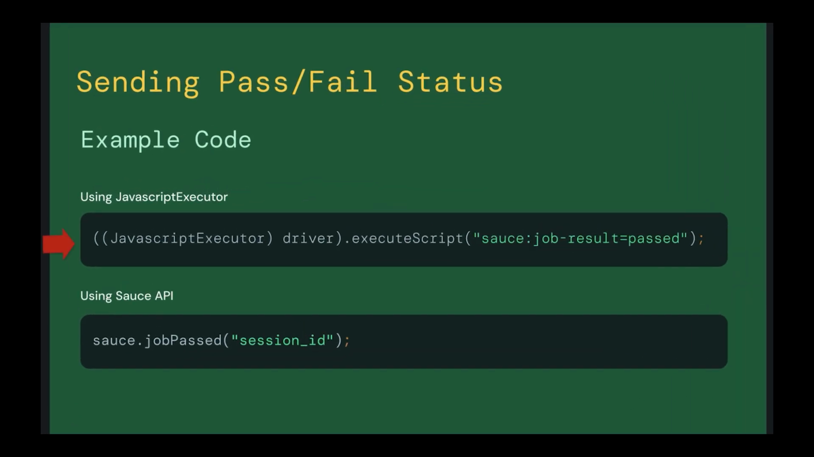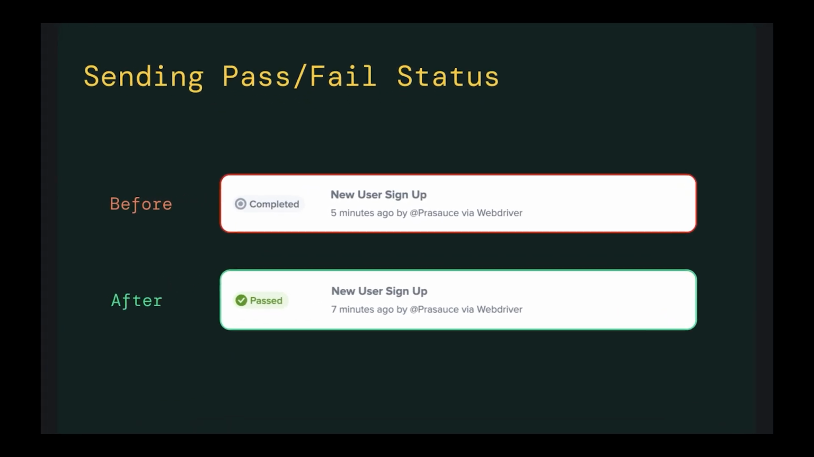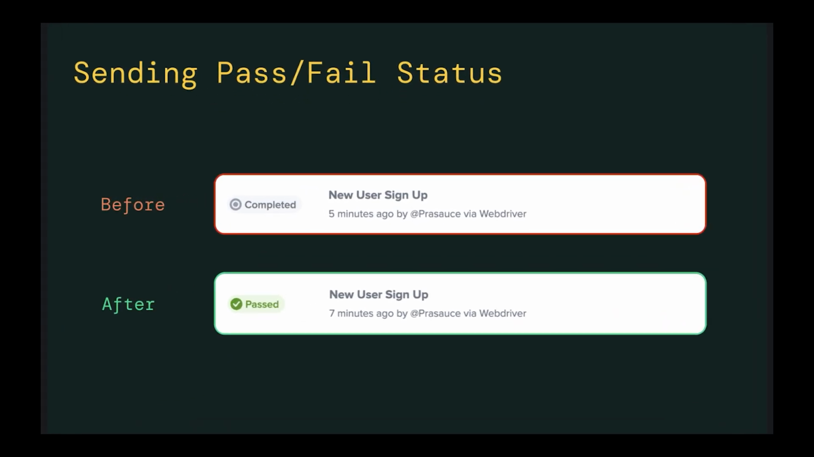This is an example of a JavaScript executor sending pass-fail statuses to Sauce Labs. And here's an example using our Sauce API. This is what the test will look like in the user interface. As you see here in the before example, we would just have a completed status. But after setting up pass-fail statuses, you'll be able to see if a test passed or if it failed. In this example, it's passing, but it is able to show both statuses.